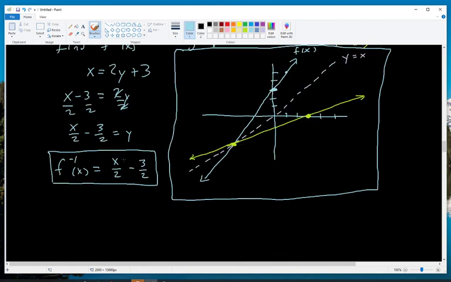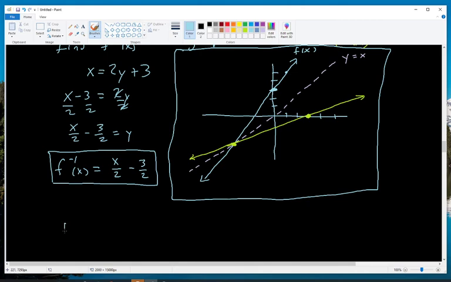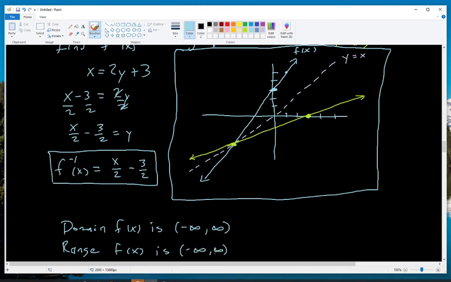And then the final thing that these types of problems ask you is what's the domain and range? Well, since the original function is a diagonal line, the domain of f of x is negative infinity to infinity. If you remember, the domain of a diagonal line is all real numbers, and the range of a diagonal line is also all real numbers.